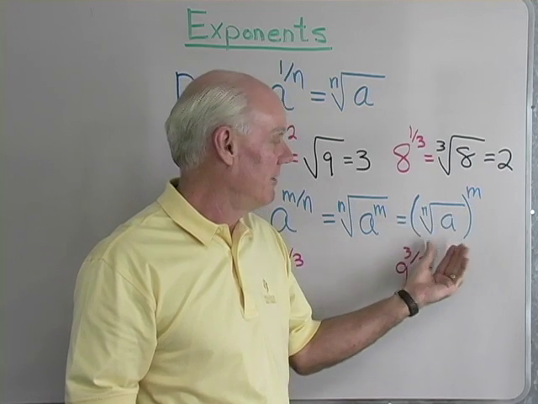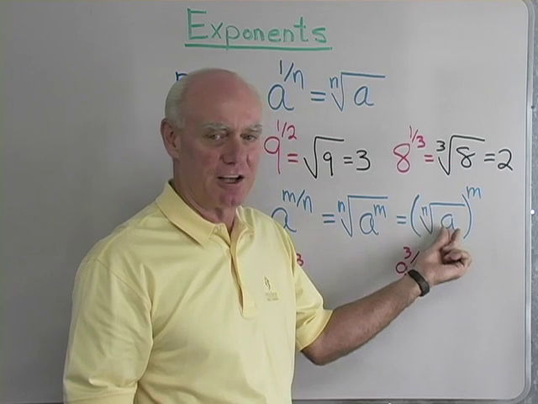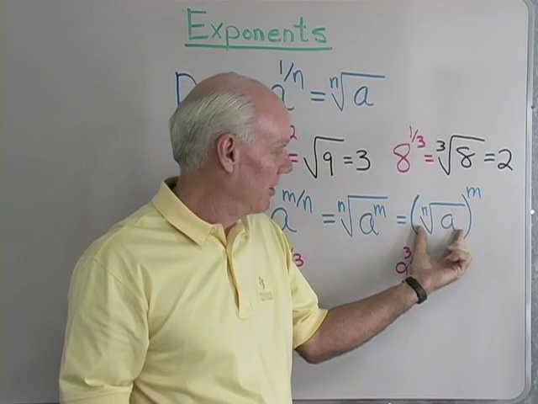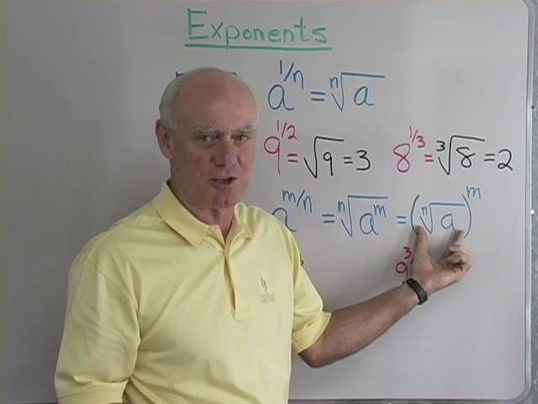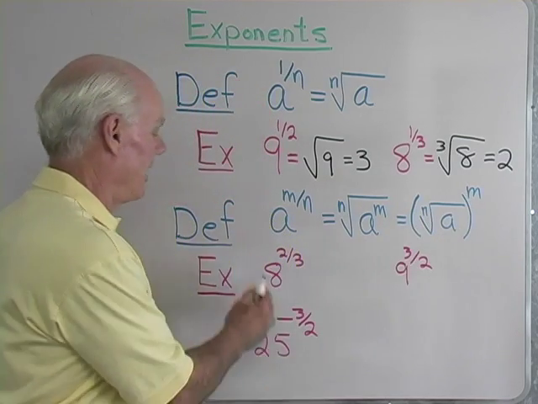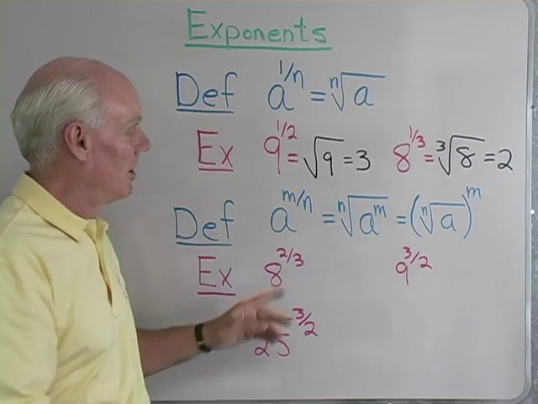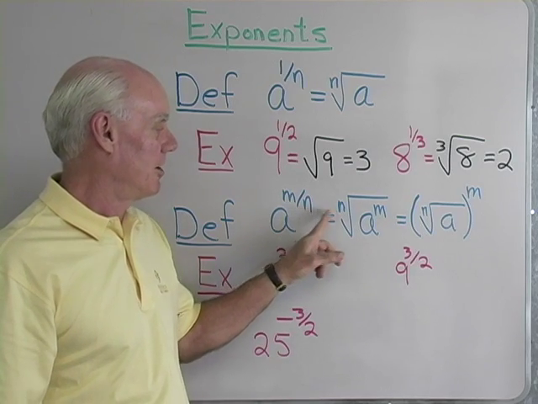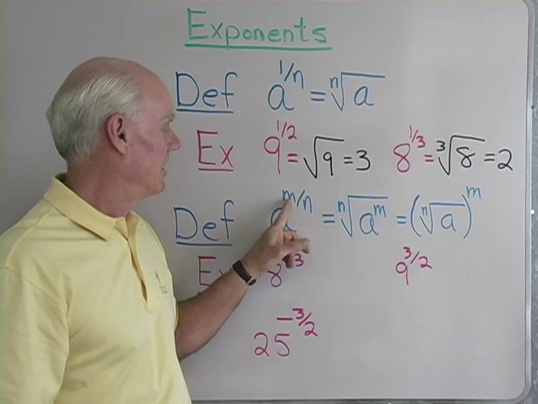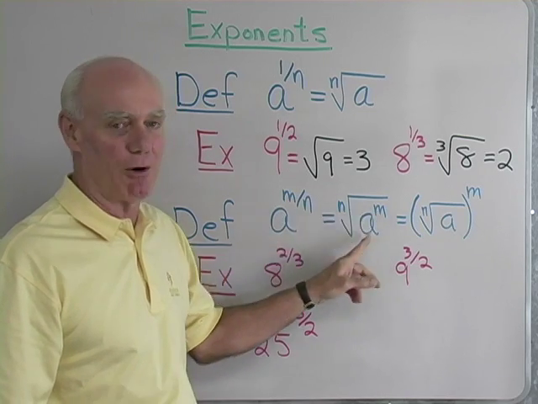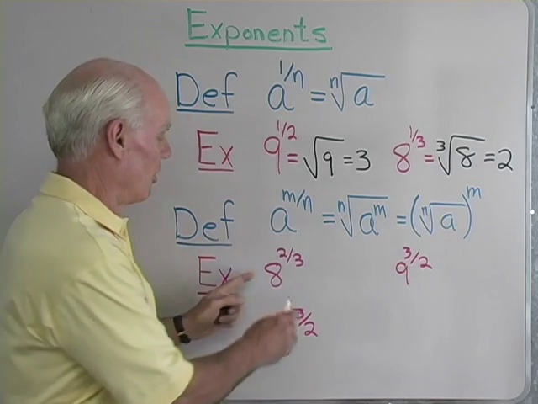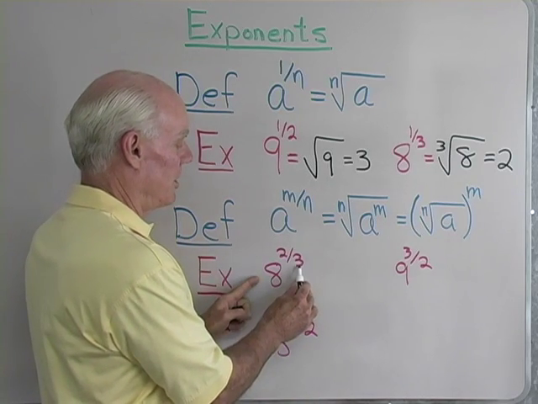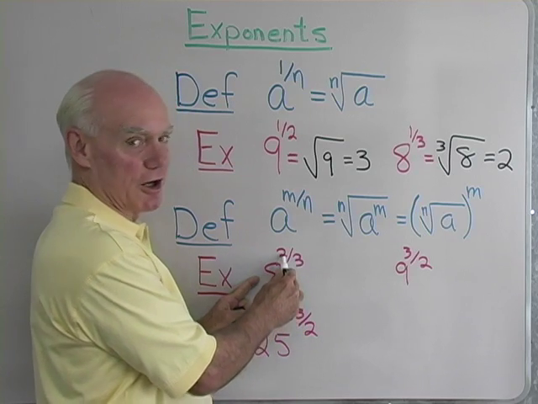And again, we're going to leave out even roots of negative numbers so that anything we have under here like this represents a real number. Okay, so if I have 8 to the 2/3 power, what you want to notice is that the denominator here stands for the root and the numerator stands for the power, a to the m power. So 8 to the 2/3, that's going to be the cube root of 8 quantity squared.